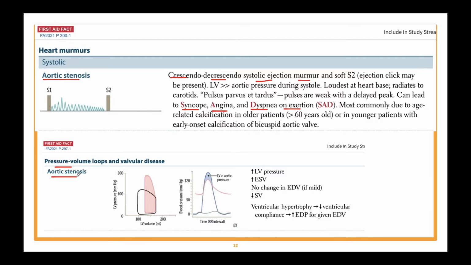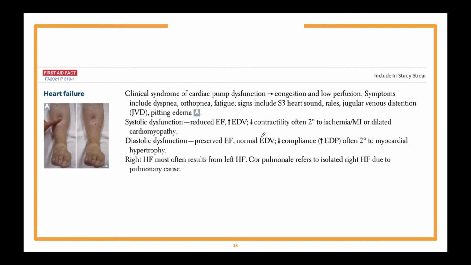Over time, that leads to hypertrophy of the left ventricle. So you can get ventricular hypertrophy leading to decreased compliance, okay? So let's take a look at the next slide. There's another table there, and you can see here, this is kind of talking about heart failure, but if you look specifically at diastolic dysfunction, you can see there that diastolic dysfunction usually results from decreased compliance, often secondary to myocardial hypertrophy. It's that third line in that table.